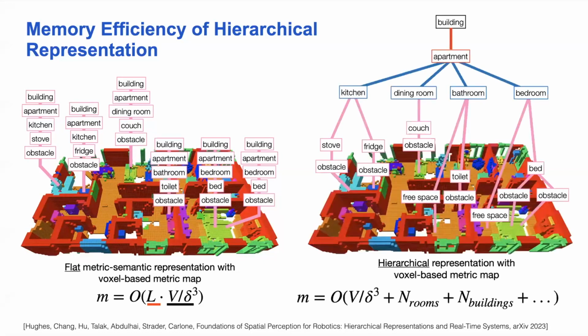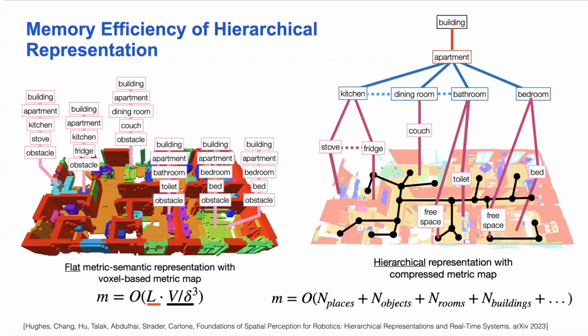But the moment you organize things as a hierarchy, the multiplicative term L times V by delta cube becomes an additive term. Now you just have to store the number of semantic concepts that you have in terms of rooms, buildings, objects, but you still have that one V by delta cube term, which is all the voxels. That simplifies things to an extent, but you can still sparsify and make it more memory efficient with a more lossy compression, by removing the voxels and only keeping the places nodes, which are the free space.